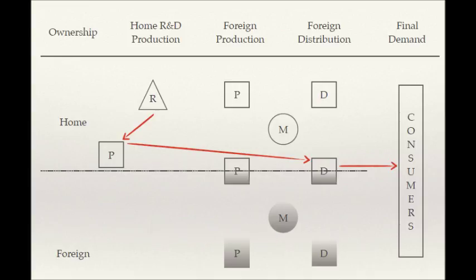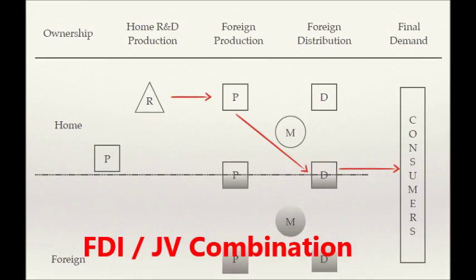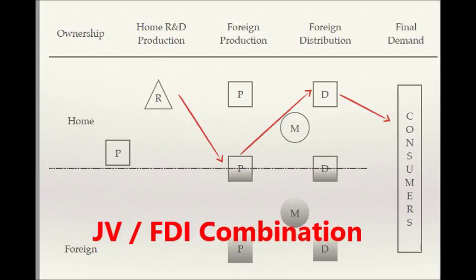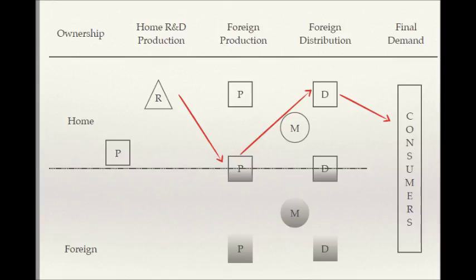FDI joint venture combination. The entrant owns foreign production and jointly owns foreign distribution, where production is greenfield or production is acquired. Joint venture FDI combination. The entrant owns foreign distribution and jointly owns foreign production, where distribution is greenfield or distribution is acquired.